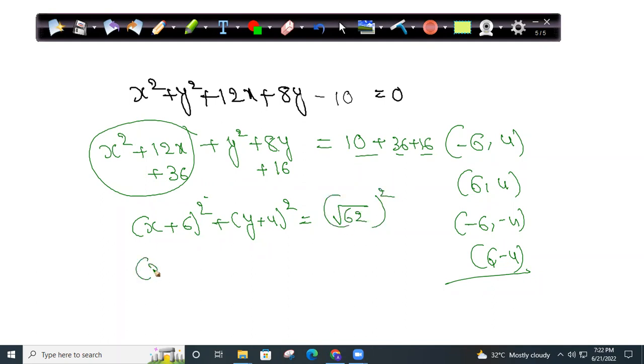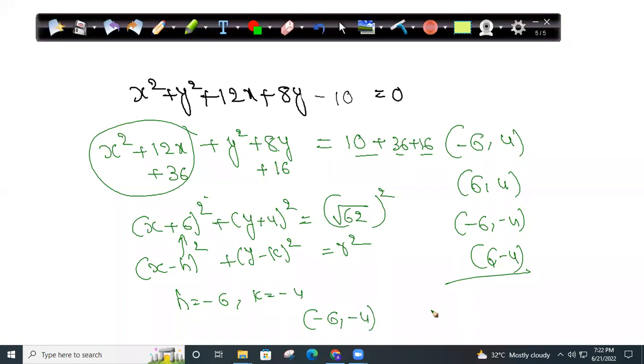So compare this with (x minus h) whole square plus (y minus k) whole square equal to r square, because this is my standard equation of the circle that will not change. Anywhere in India it is same, in Mars it is different, I don't know, it can't be according to the mathematical formula. So h is -6, k is -4, so the center of the circle is (-6, -4) and radius is square root of 62. Who gave me this answer? Very good. One question, 1 mark in your pocket.